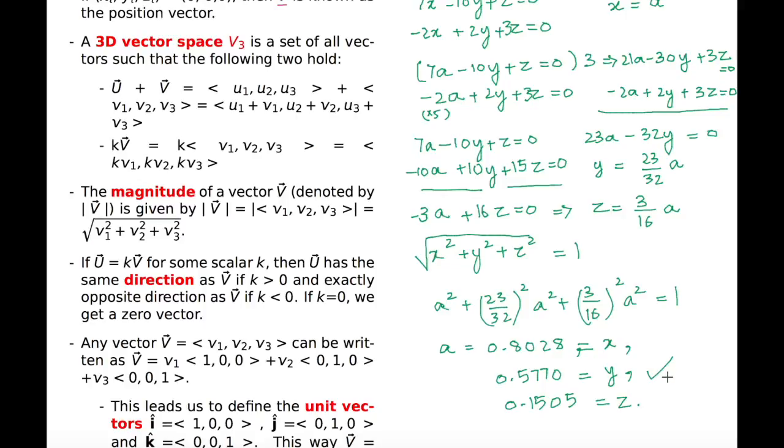Okay, so this is it for some introduction about vectors in 3 dimensions, and this can be easily extended to any number of dimensions. Note that all these definitions will just be extended to n components if we have n dimensional vectors. So hope it was easy to understand, and thanks for watching.